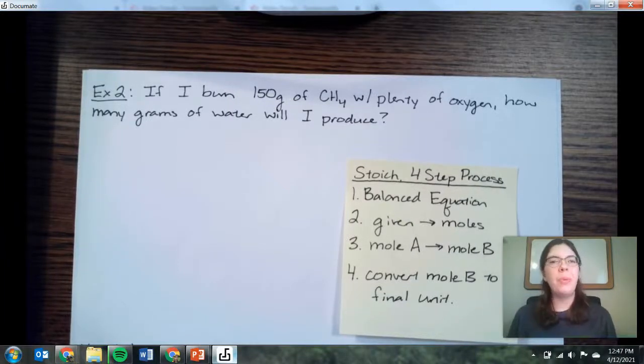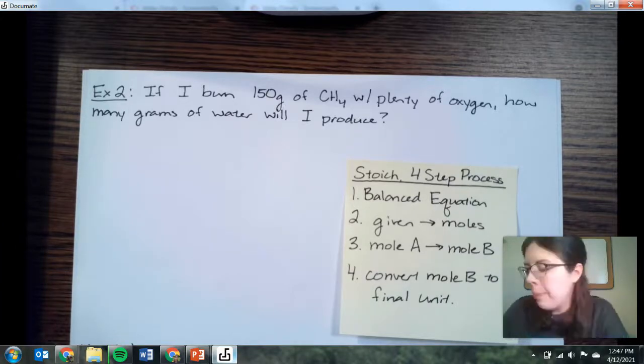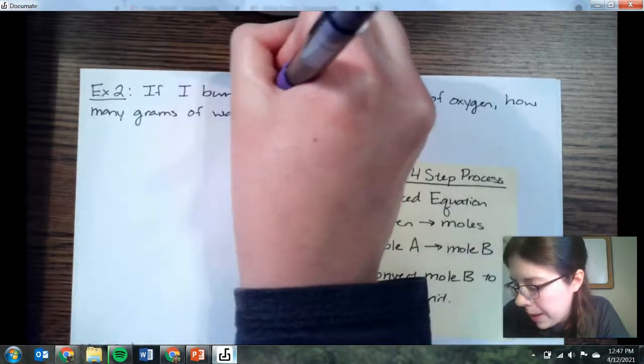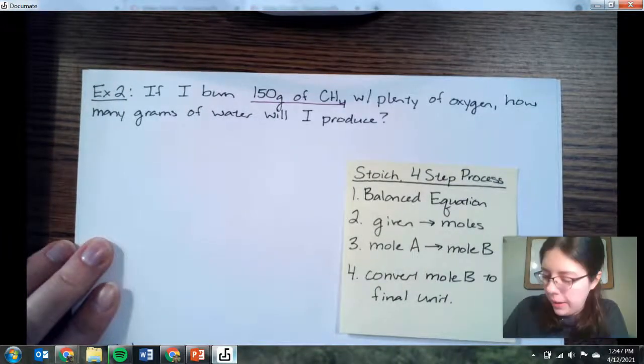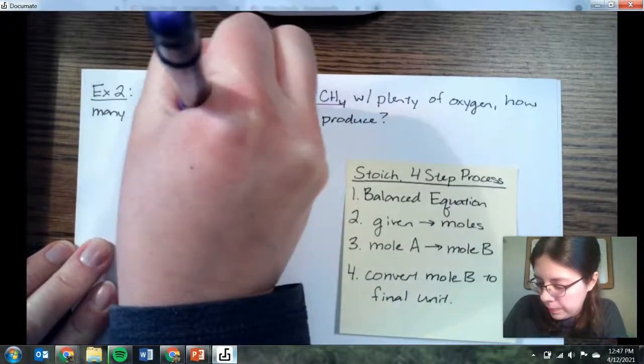Okay, so let's try some example problems going from grams of one substance to grams of another. So if I burn 150 grams of methane, CH4, with plenty of oxygen, how many grams of water will I produce? As I read through this problem, I'm going to underline my given, which is 150 grams of methane, CH4, and I'm going to circle what I'm trying to find, which is grams of water.